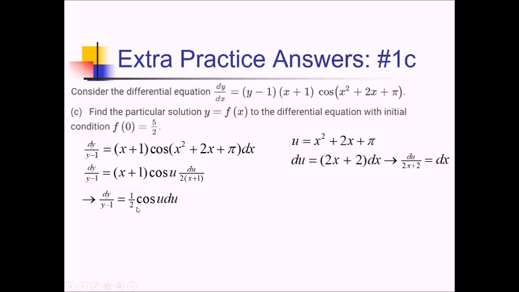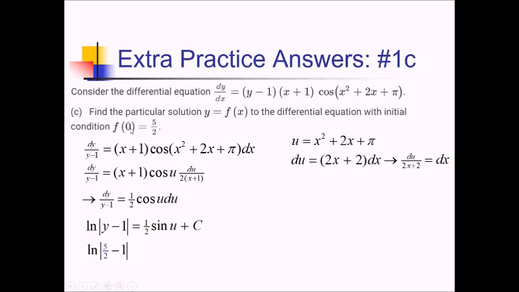Left side then, we have ln absolute value of y minus 1. On the right side, this is going to be 1/2 sine of u plus c. Don't forget about the constant. And to find the c value, this is where it gets a little bit trickier. I need to plug in my initial condition, but as I mentioned earlier, I don't have any place to plug in this x value of 0. I have a y value. I can plug in 5/2 for that.